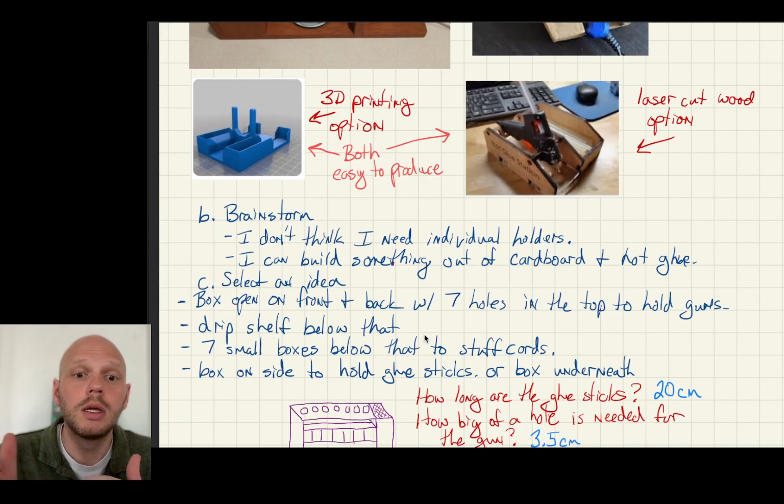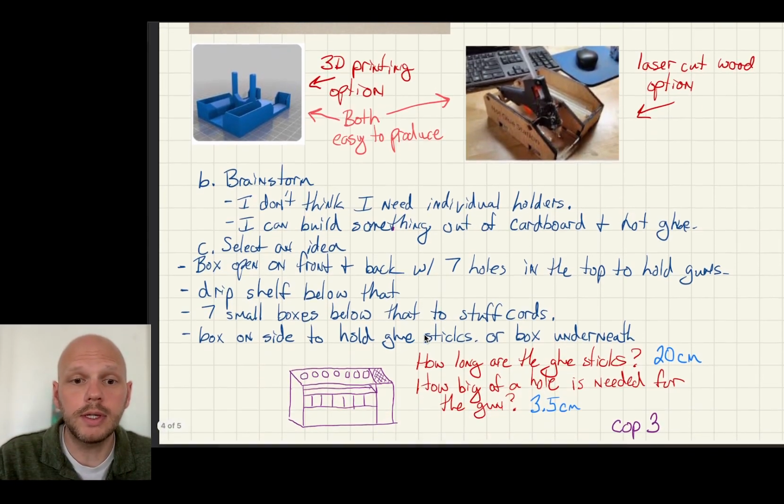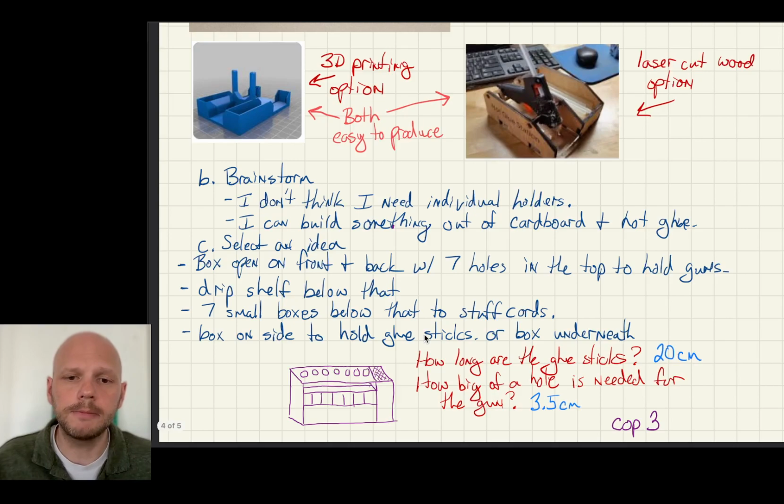So if I'm gonna move forward with this, this is a sketch you can see right here of the idea that I have. 7 holes on the top. That off to the right, that little hatch pattern that I drew would be the open area where you can put the glue sticks into that side part. This area here at the bottom, let me turn on my laser pointer.